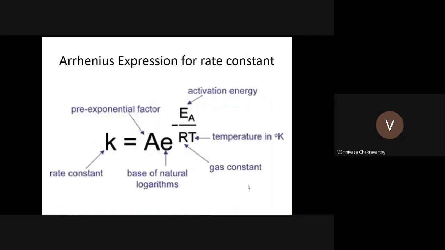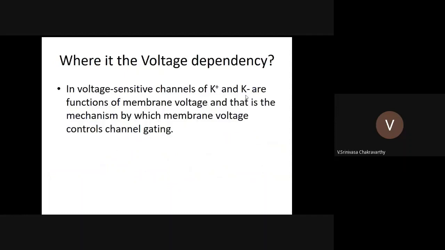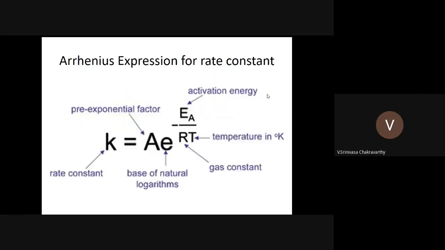Right. So now let us look at how you describe the voltage dependency. The question is, how are K plus and K minus determined? The open and closed dynamics of the channel are determined by K plus and K minus, the rate constants. So if the open and closed dynamics are determined by membrane voltage, then K plus and K minus are determined by the membrane voltage. So how does it happen?